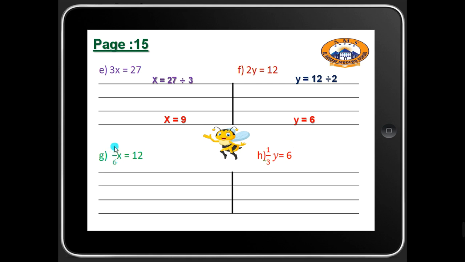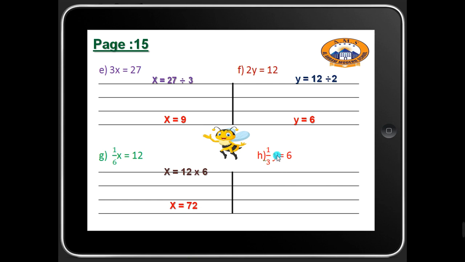Here I have x over 6. Here the 1 means 1 divided by 6. Here it's divided by 6, so we're going to move it to the other part. Yes, change the divide into multiply. So x equals 12 multiplied by 6. So x equals 72. This is so easy also.